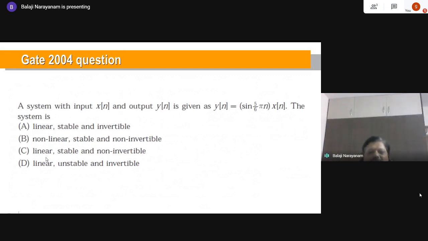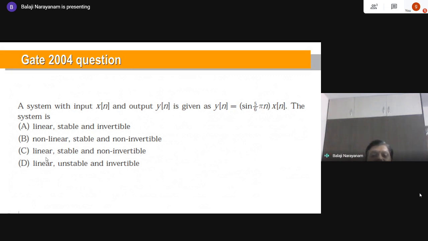Now we are given a system equation y of n is equal to sin(5π/6 n) x of n. We need to check whether the system is linear, stable, invertible. So we need to check for 3 different conditions. One is for linearity, another for stability, and another is whether it is invertible or non-invertible. So you have to check all 3 conditions.